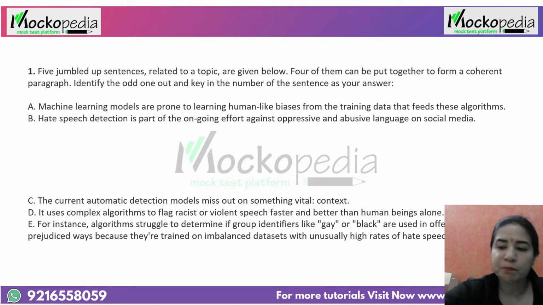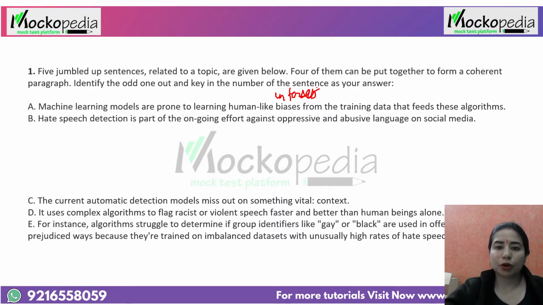So let's discuss. Machine learning models are prone to learning human like biases. Biases are interests or likeliness from the training data that feed these algorithms. So are you able to understand whether "these" is a demonstrative, an adjective or a pronoun? So "these" would not be the right word to have in the opening statement, right? But then we are understanding what the discussion is: machine learning models are inclined to human like biases. So that's what the sentence is trying to convey.